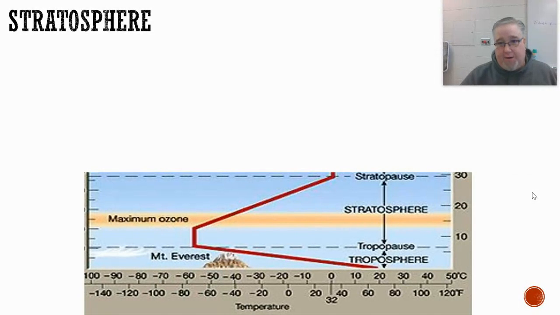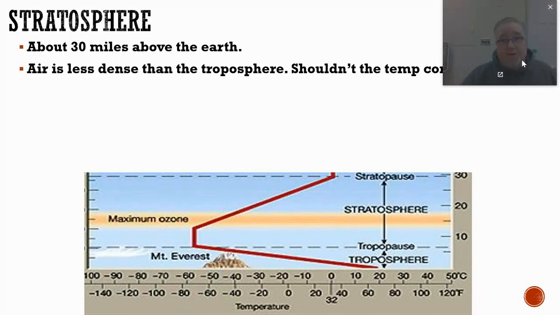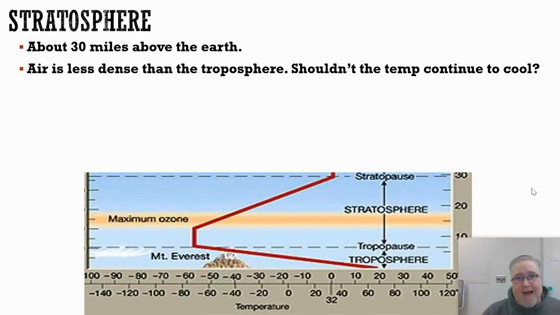All right, now the stratosphere. The stratosphere goes up about 30 miles above the Earth, so it goes up a little bit higher. One thing you'll notice about the stratosphere is that the temperature goes up. You would think that as you're elevating, the temperature would continue to drop, but that's not what's happening here. So we need to understand why temperature decreases through the troposphere with elevation, then all of a sudden increases in the stratosphere. It doesn't seem to make any sense.